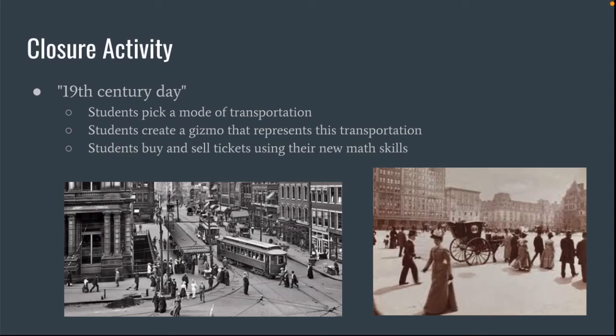As mentioned earlier, a summative activity that could wrap this unit together would be to have a 19th century day. During this day, the students will pick a mode of transportation, create a gizmo that represents this transportation, as well as buy and sell tickets to use these modes of transportation, using their new math skills to add, subtract, multiply, and divide monetary values.